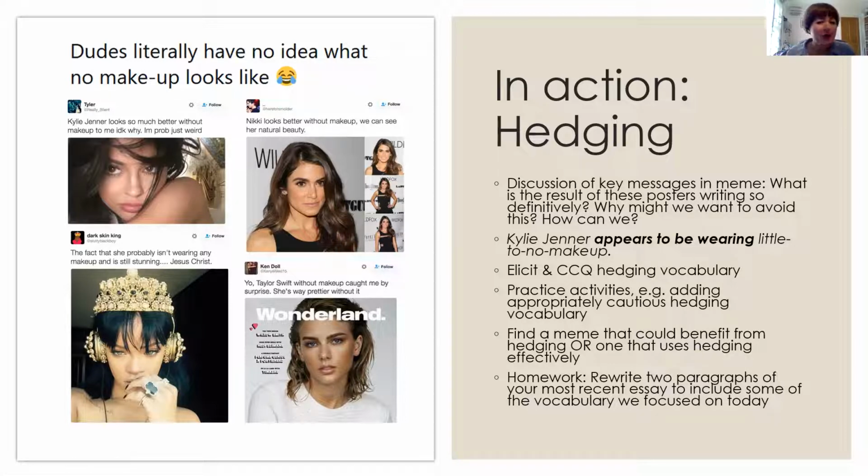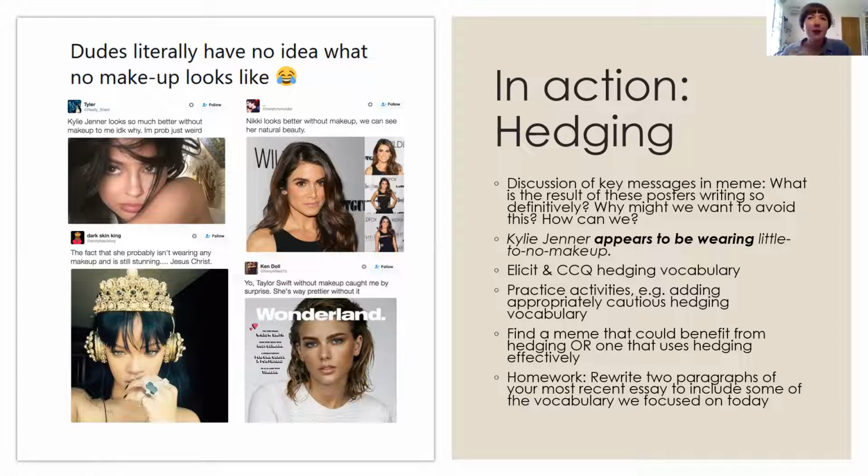Why might we want to avoid that in our writing? Well, we want to be taken seriously, right? How can we avoid this? We might say something like, Kylie Jenner appears to be wearing little to no makeup. The person at least who's talking about Rihanna has hedged somewhat with probably, but the others are too definitive.